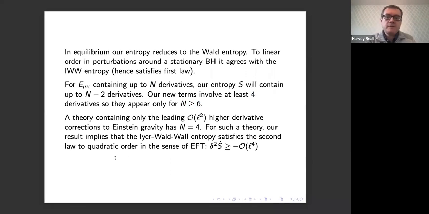So in particular, if we just look at the leading order high derivative corrections to Einstein gravity, those are 4 derivative terms. So they have n equal to 4. And our terms are not present in that case. And so for the leading corrections to Einstein gravity, what our work shows is that the Iyer-Wald-Wall entropy without modification already satisfies the second law to quadratic order in this sense of effective field theory that I've just described. In other words, the second variation of S dot is positive modulo terms of the same size as those coming from the 6 derivative terms in the action that you don't know.